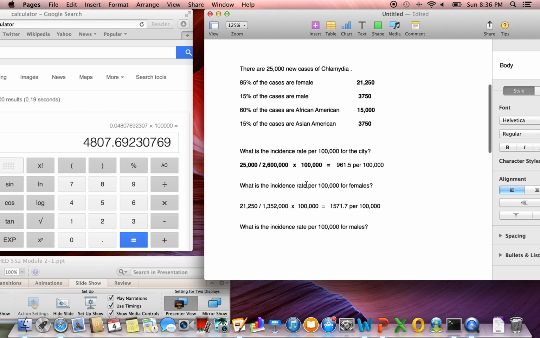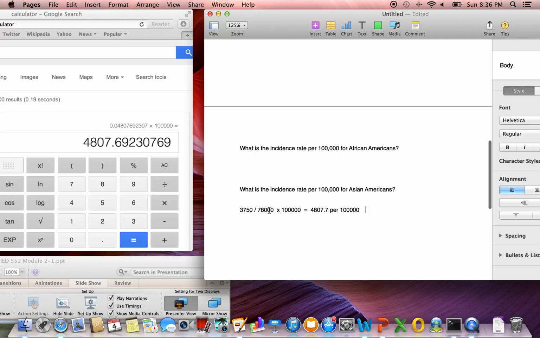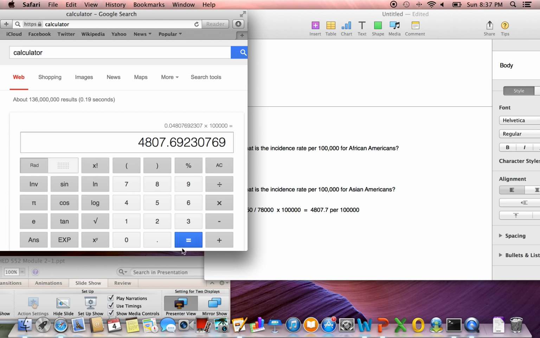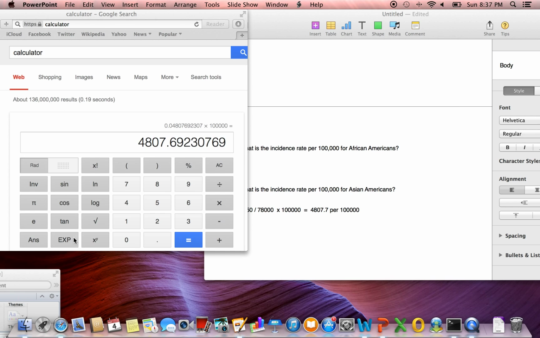Chlamydia. Sorry about that. Okay, so where I see people make mistakes is that they use the wrong denominator. They use the total population for the city rather than the population for that specific ethnic group. Okay, so just make sure that you match the correct numerator with the correct denominator. Okay, and I think there was one more thing that I wanted to take a look at here, if I can find it.